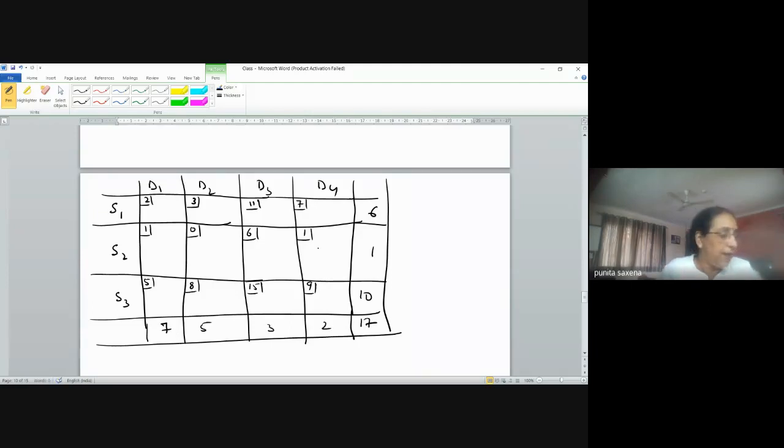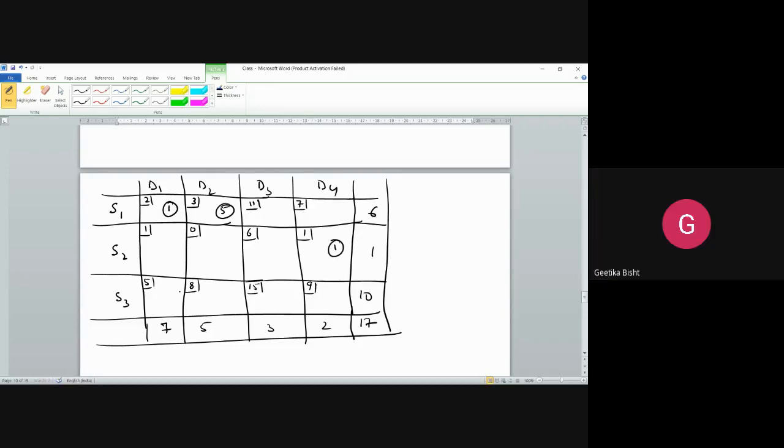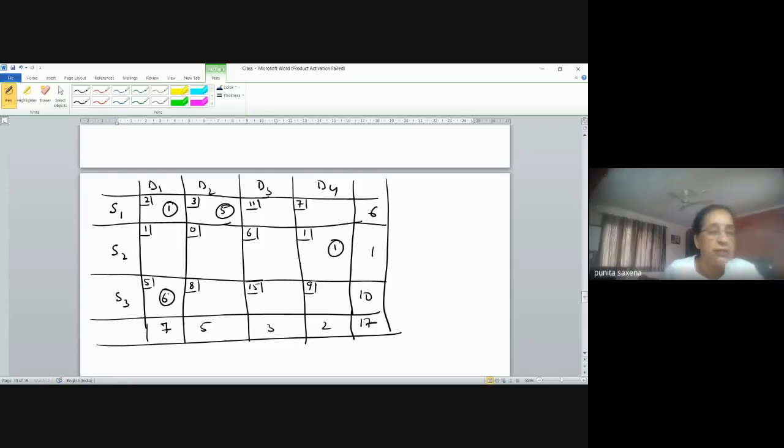Now, by using Vogel's, what were the allocations that we made? 1, 5, है ना? यही थे ना? Correct me if I'm wrong. 1, 6, 3 and 1. ठीक है ना? These were the allocations that we had made.